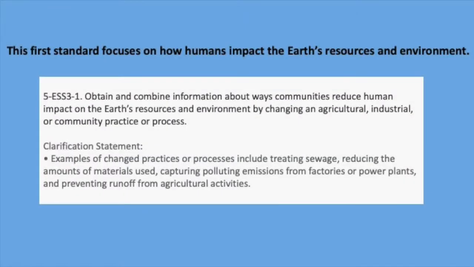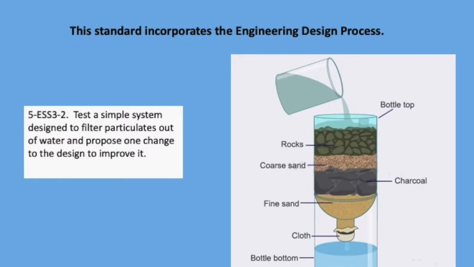We're here to talk with you about Unit 7, Earth and Human Activity. There are two standards, 5-ESS3-1, which is obtain and combine information about ways communities reduce human impact on the Earth's resources and environment by changing an agricultural, industrial, or community practice or process. And 5-ESS3-2, test a simple system designed to filter particulates out of water and propose one change to the design to improve it.